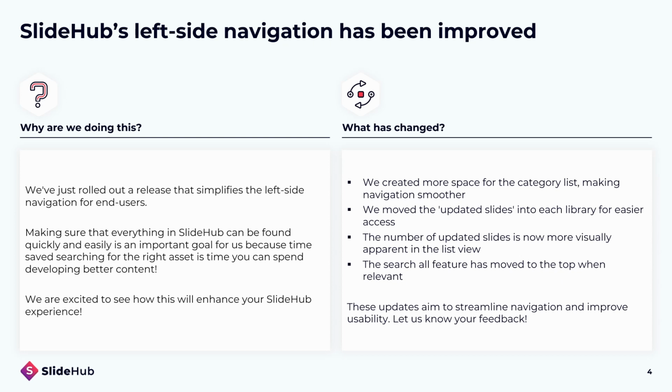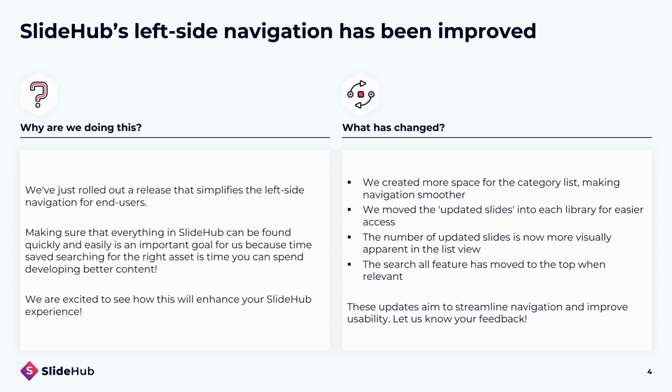What changed? We created more space for the category list, making navigation smoother. We moved the updated slides into each library for easier access. The number of updated slides is now more visually apparent in the list view, and the search all feature has moved to the top when relevant. These updates aim to streamline navigation and improve usability. Do let us know your feedback.